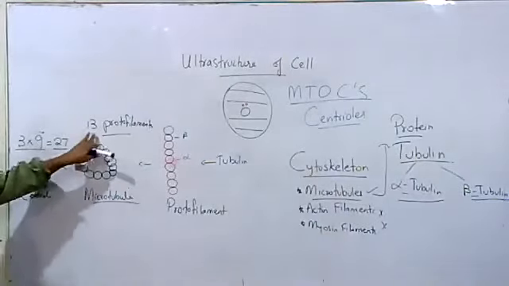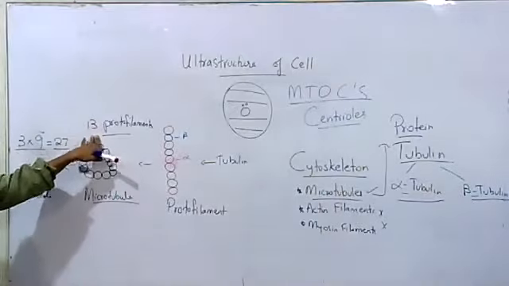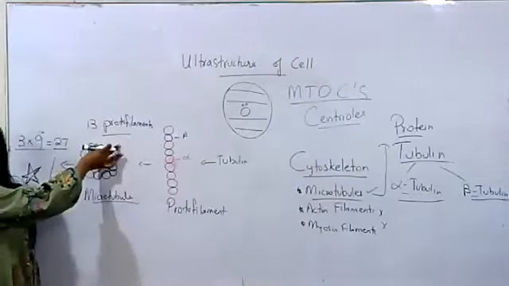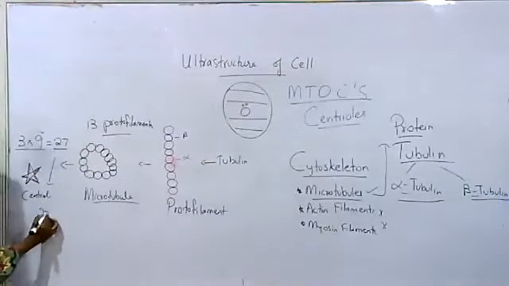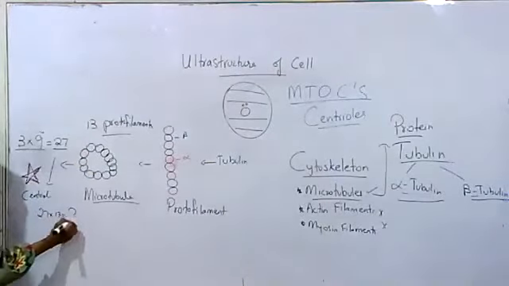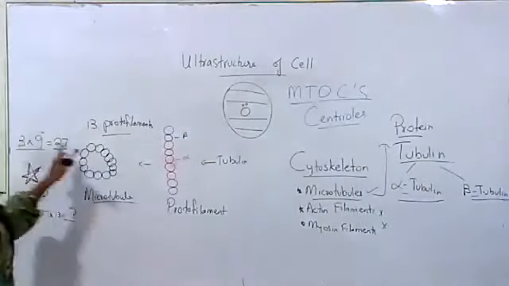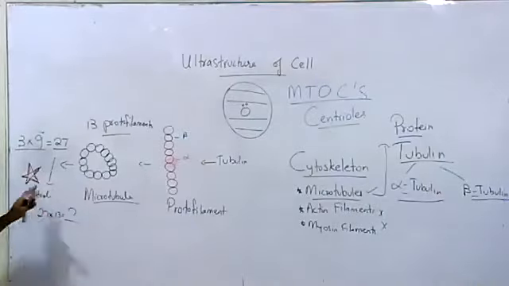So you can easily calculate. You have to multiply this with 13 and you will get the number of protofilaments present, because one microtubule is made up of 13 protofilaments, right? So 27 multiplied by 13, whatever answer you'll get, that is the number of protofilaments that are present in the centrioles, right?